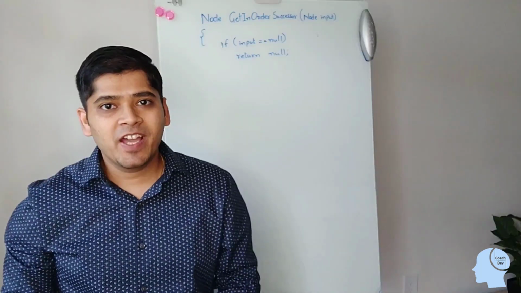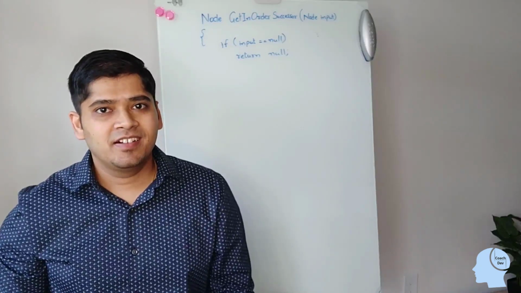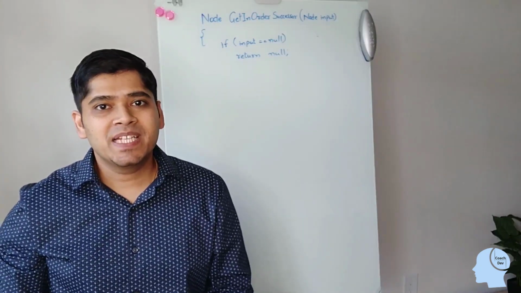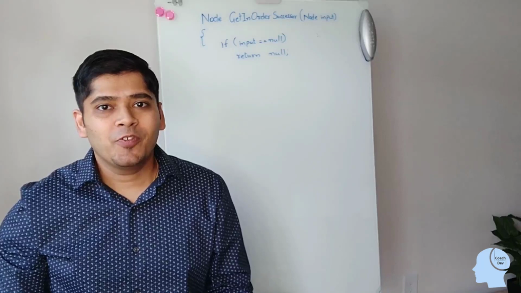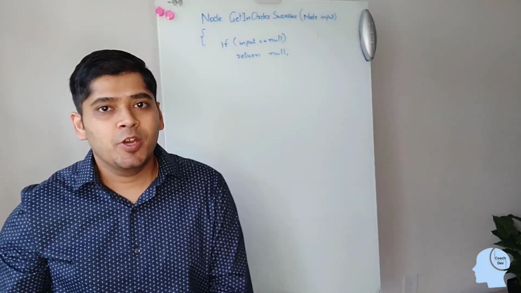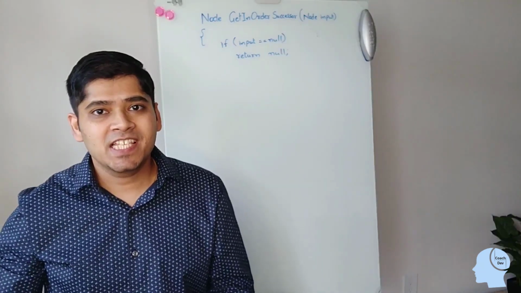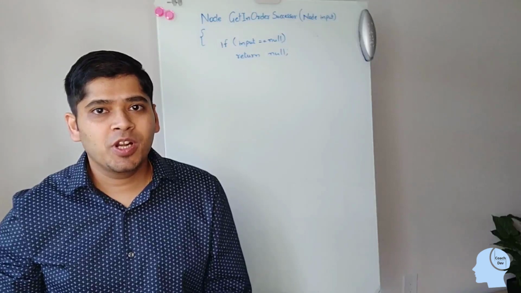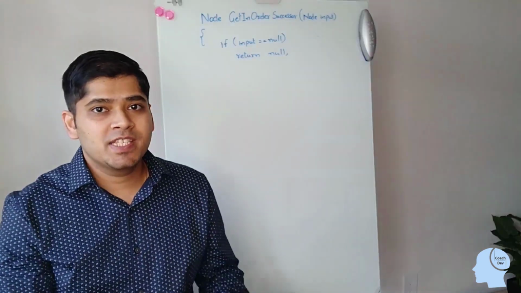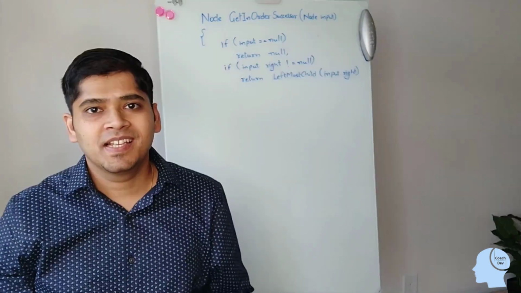Next, we will define our method. Let's call it getInOrderSuccessor. That method will take an input parameter of node object and it will return a node object. The first thing that I have added is a null check. I want to make sure that if the input is null, then the output is also null.